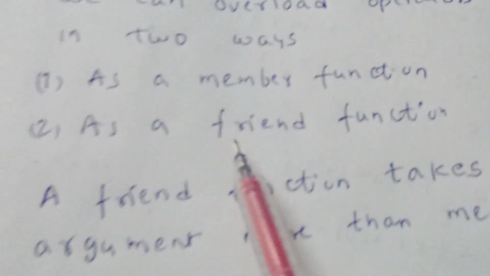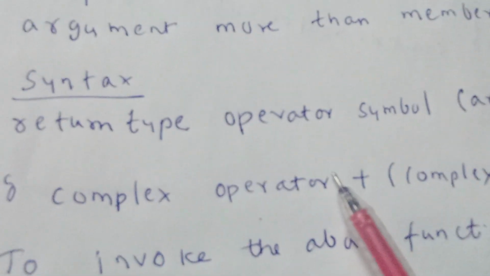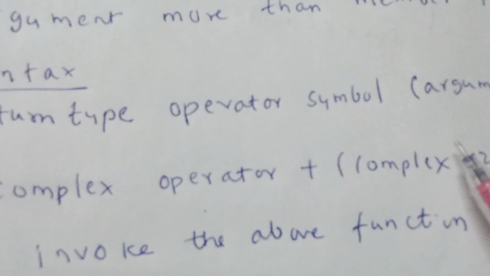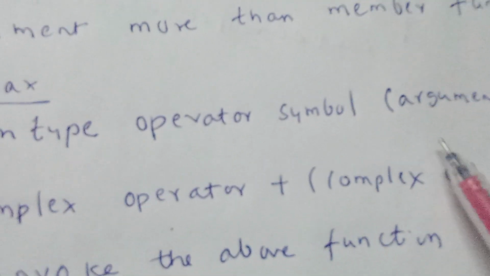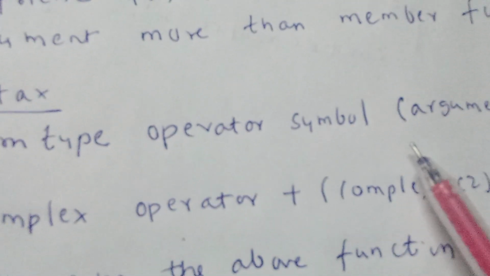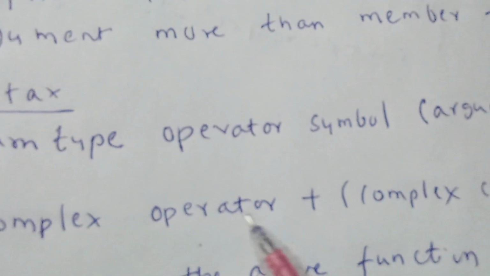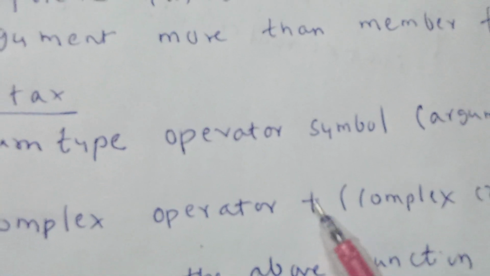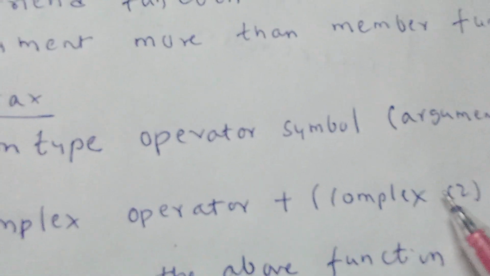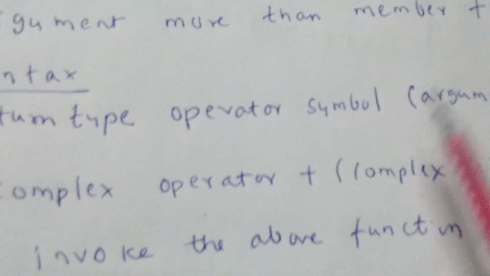For example, if you have the binary operator plus, and it is implemented as a member function, it requires two operands. Out of the two operands, the first operand is directly available because plus is a member function, so it can access the first object. So we require only one argument, that is the second operand.